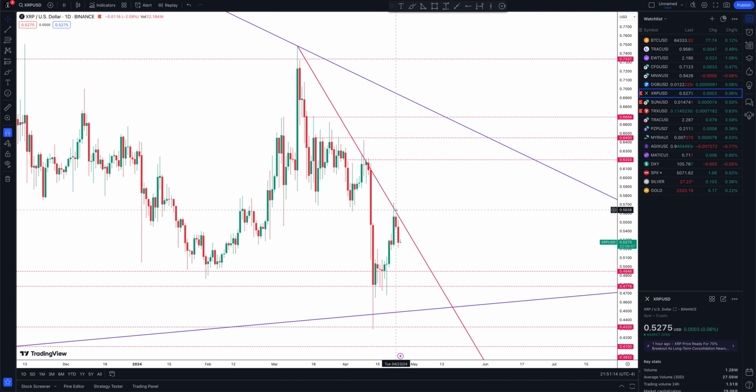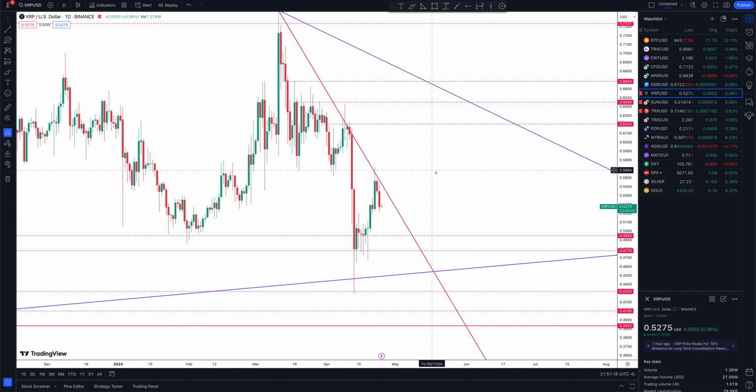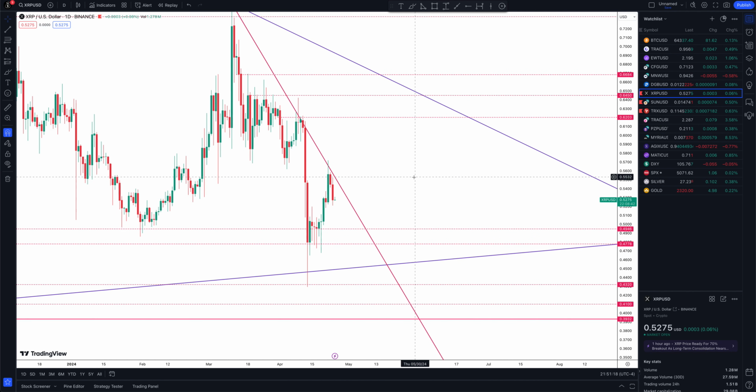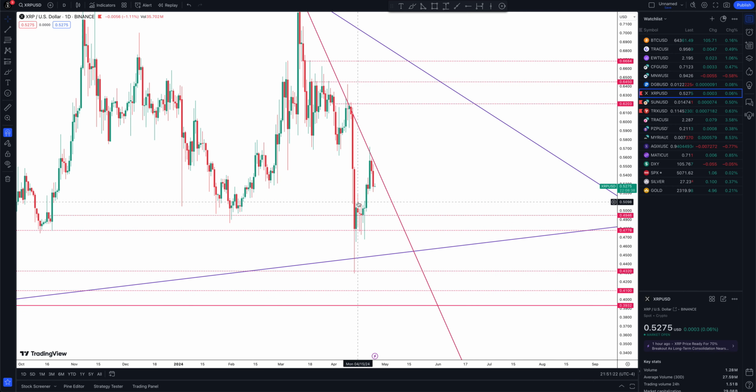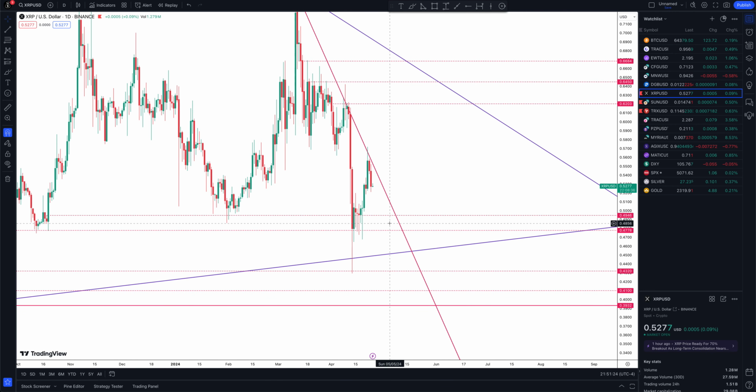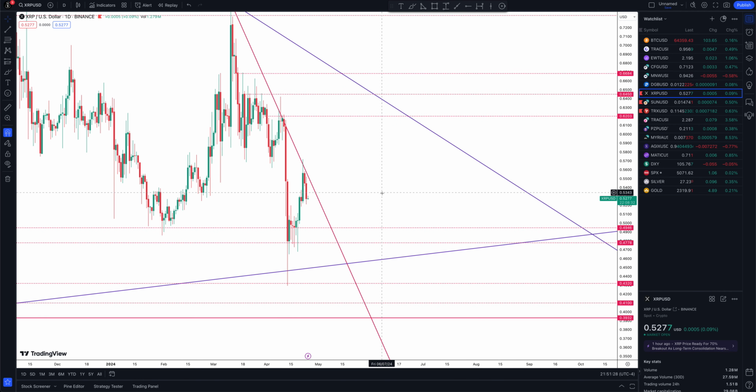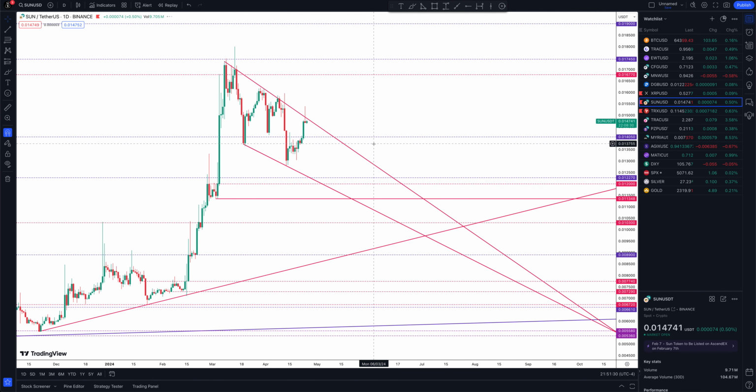XRP rejection against that daily downtrend, no surprises there. You guys know how I feel about XRP, so it needs some time. Accumulation area zone around here, pretty straightforward, nothing to mark here.